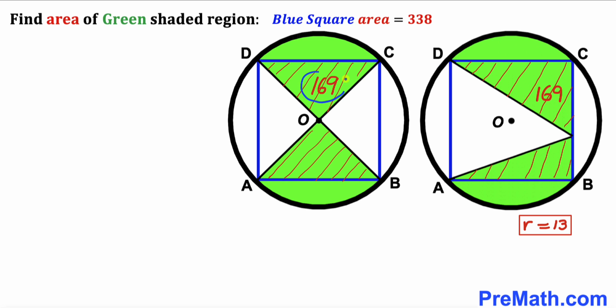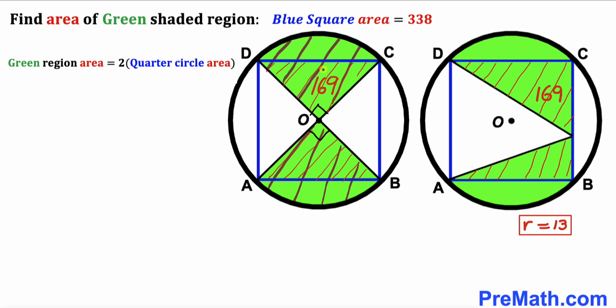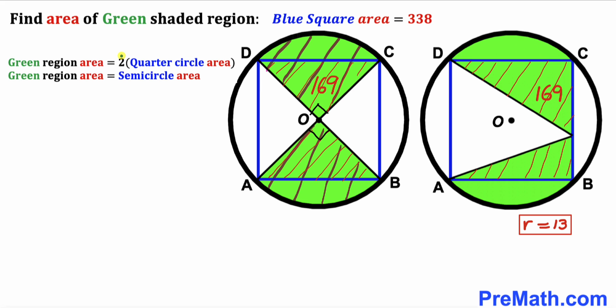And the area of this whole shaded region is going to be 169 as well. And furthermore, this angle is 90 degrees, and likewise this angle is 90 degrees as well. So therefore we conclude that this whole green region area turns out to be this quarter circle area plus this whole quarter circle area, as you can see in this equation. And now we can see 2 times the quarter circle area is same as the semicircle area.